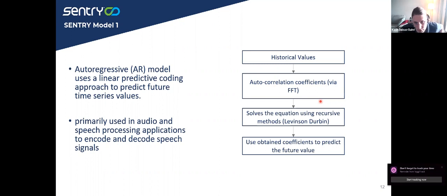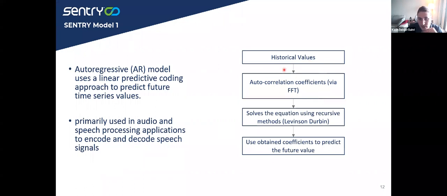So what really matters here is to calculate those coefficients. To do that, we take the historical values in each window, and we apply a fast Fourier transform function to calculate the autocorrelation coefficients. And just to simplify this step, we create a Toeplitz matrix of these autocorrelation coefficients, and solving them by recursive methods such as Levinson-Durbin can give us those coefficients that we need. Then we multiply these coefficients by the historical values, and we have our estimated or predicted value.